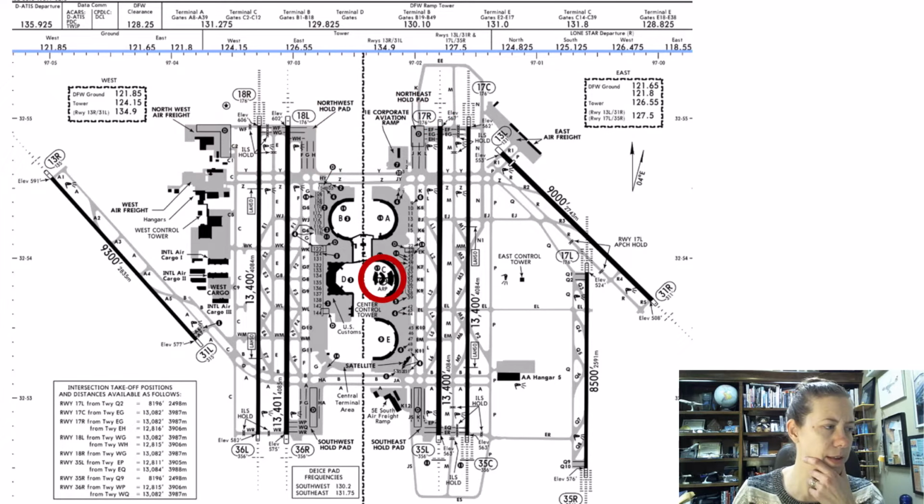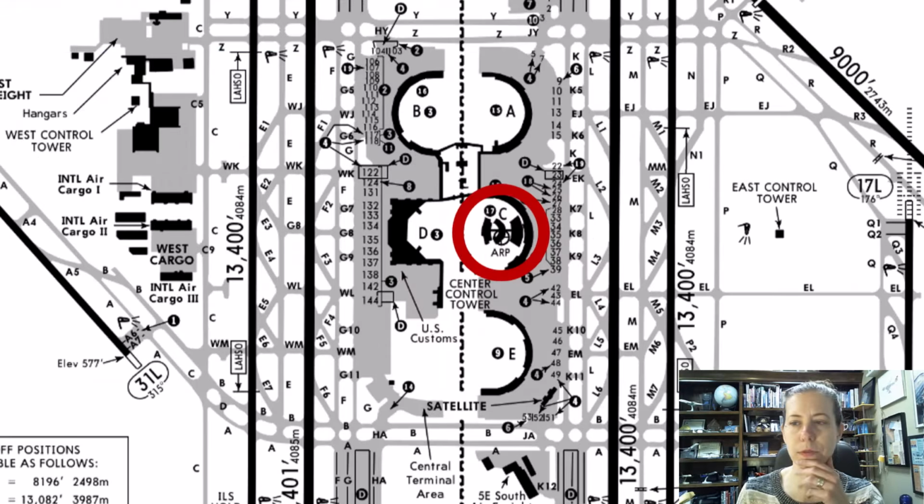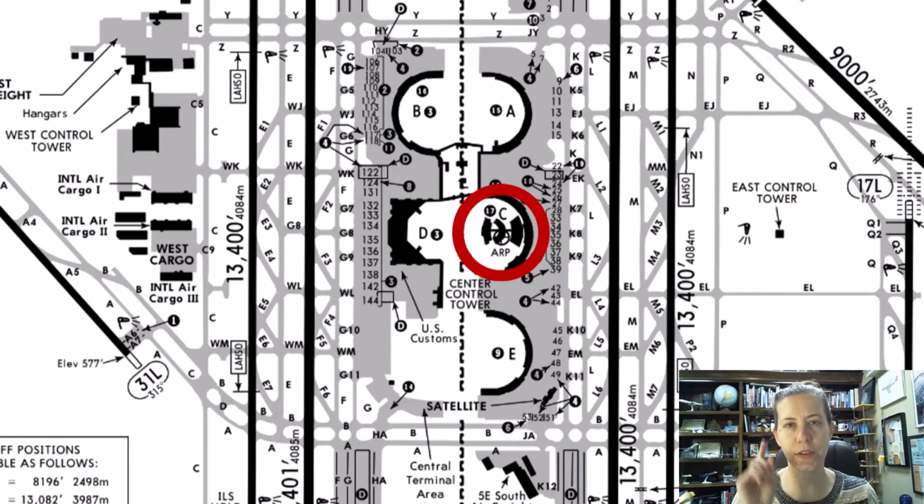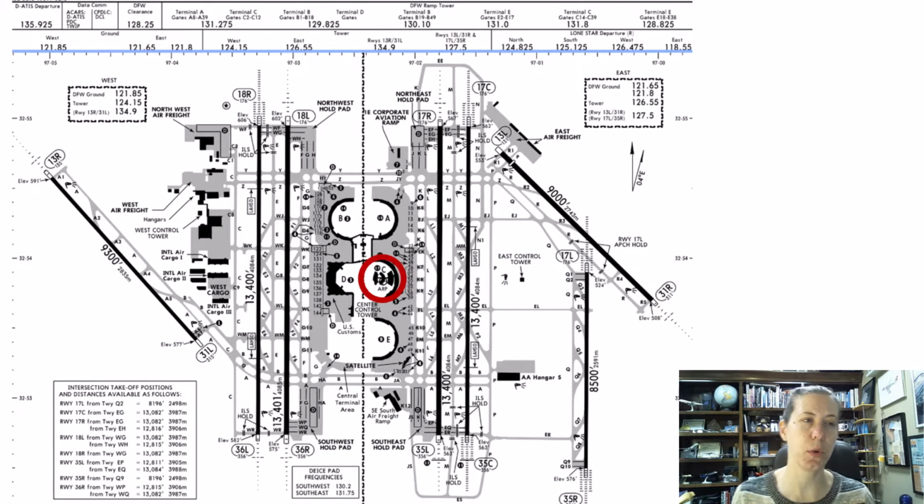What about this thing? It's kind of buried under the middle of Terminal C. The ARP, that is the airport reference point. So that is a good one to know too, the airport reference point, and it's a little circle with a crosshairs. I've got another example on a different airport that you can see better.